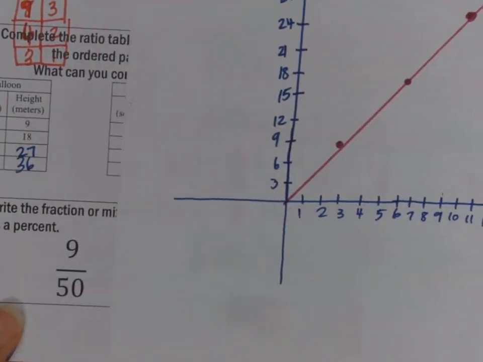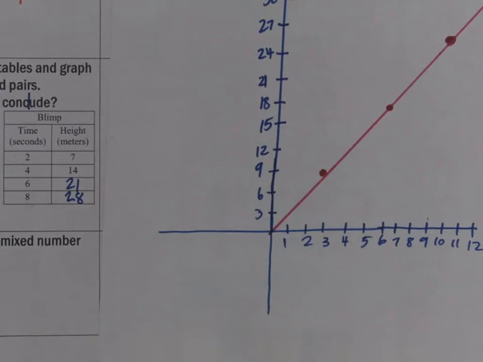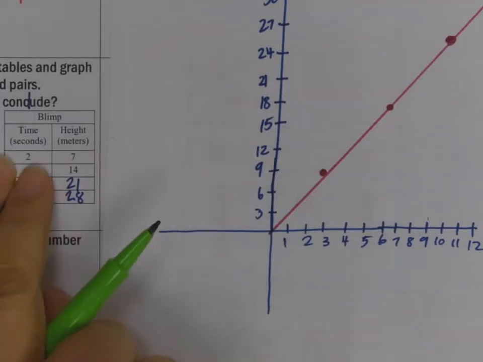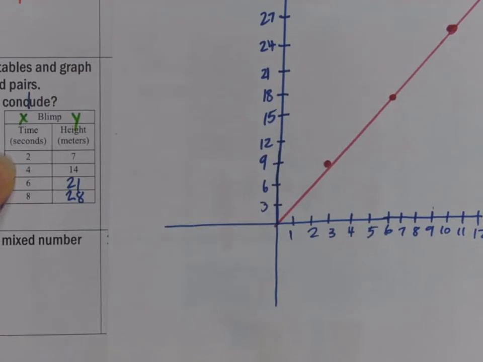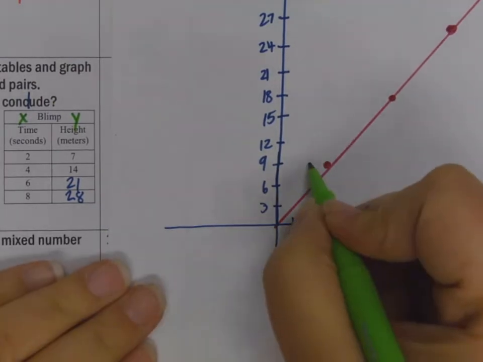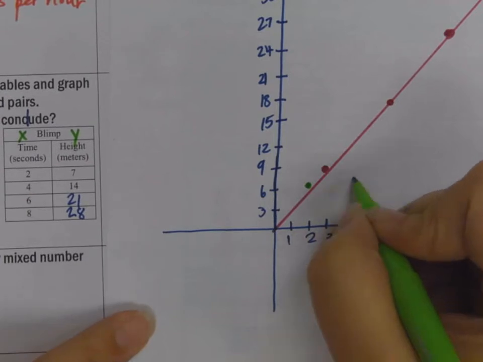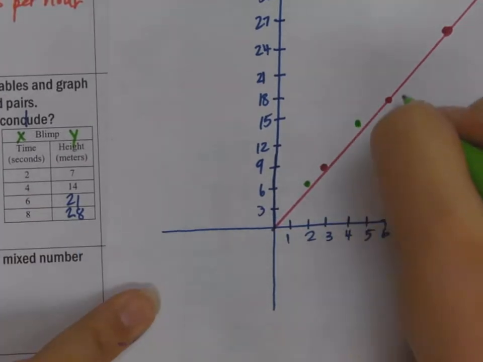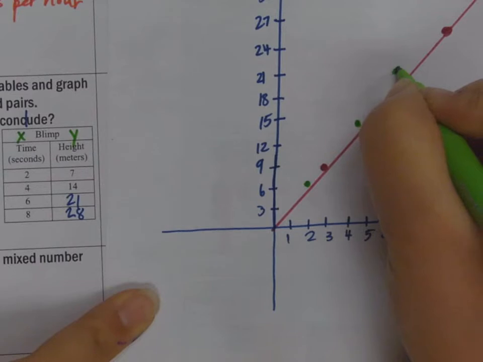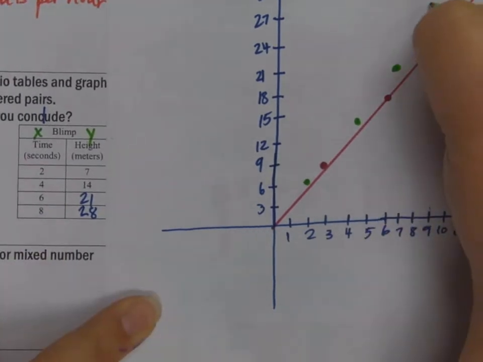Okay, and then we've got the blimp. I'm going to do that in green. So the blimp is 2, 7. Remember, this column is x, this column is y. So I go over 2, and then I go up 7. That's about right there. Over 4 and up 14. Over 6 and up 21. And then over 8 and up 28.